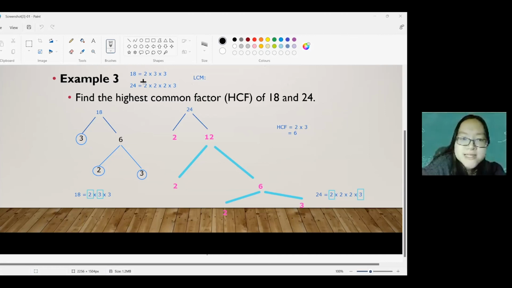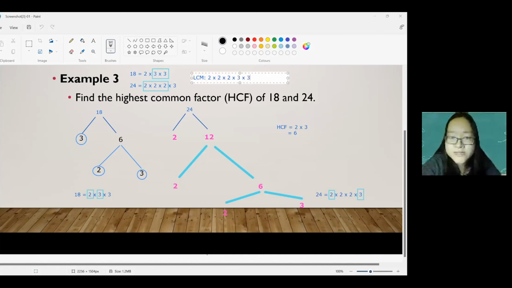Okay, so I noticed that 24 has 3 2s, right? It has 2 times 2 times 2, whereas 18 only has 1 2. So in this case, I know that my LCM has to have 3 2s because it has to have all the factors of 18 and 24. Then I noticed that 18 has 2 3s and 24 only has 1 3. So I know that I need to take 2 3s because I need to have all the factors of both numbers. Okay, but that's it, right?